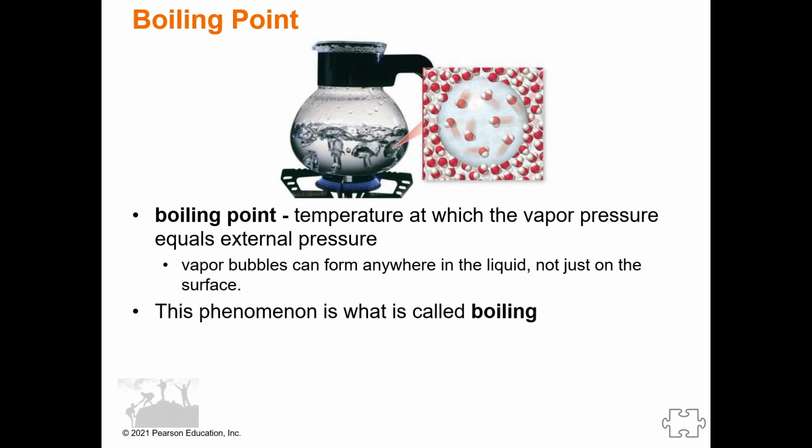Speaking of boiling point, it is the temperature at which the vapor pressure equals the external pressure. So now let's say that this pot of water is boiling at sea level. Well, at sea level, the external pressure is 1 atmosphere. So what can you say about the vapor pressure inside this pot? It's also 1 atm. Now it gets very interesting when the external pressure is not 1 atm.